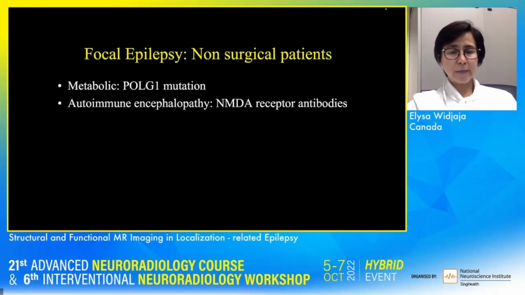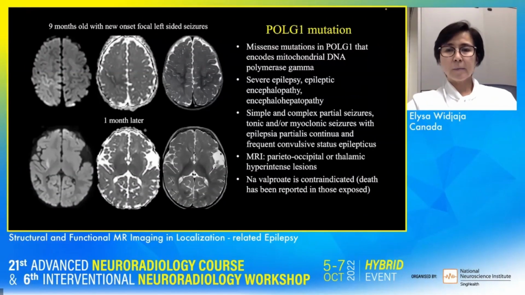Please note that some patients may present with focal epilepsy, but they are non-surgical candidates. These include patients with metabolic disorders such as POLG1 mutation and autoimmune encephalopathy. POLG1 mutation may present with severe epilepsy, epileptic encephalopathy, and encephalopathy. Imaging findings include abnormal T2 signal with or without diffusion restriction, particularly involving the parietal, occipital, and thalamic regions. Other areas that may be involved include the frontal lobe and the basal ganglia.